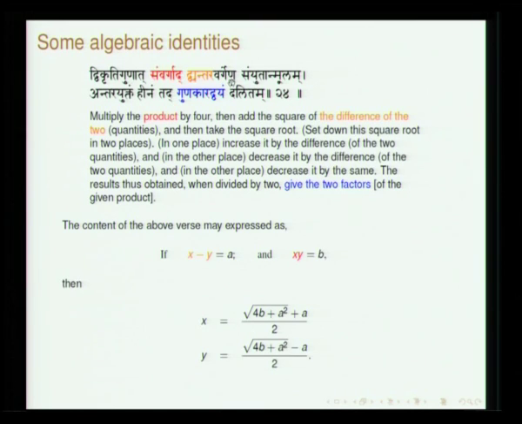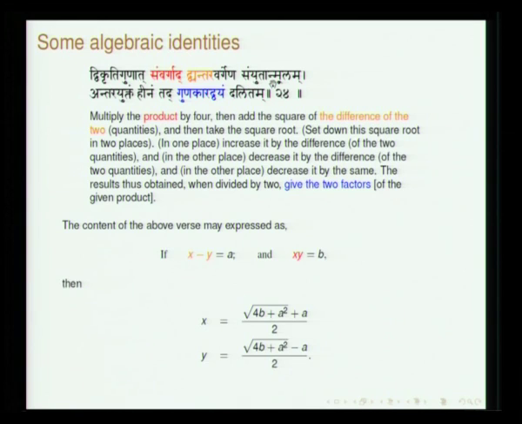Dvyantara Vargena. So of the two numbers which you consider, Dvyantara is the difference of the two, Varga is square. Dvyantara Vargena Sanyutat. You have to add this and then you take the square root, Moolam. Antara Yuktam Heenam. Antara is difference, Yuktam, okay. So Antara Yuktam Heenam, Gunakara Dvayam Dalitam. Dalitam is half of it.